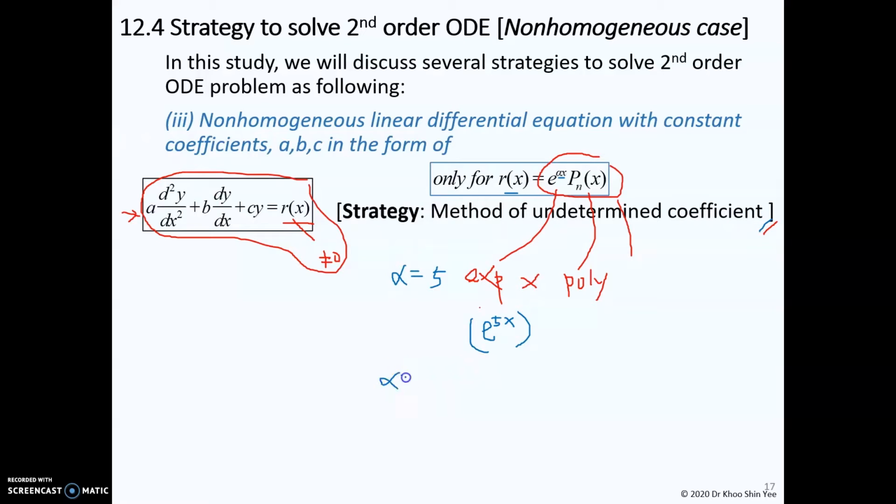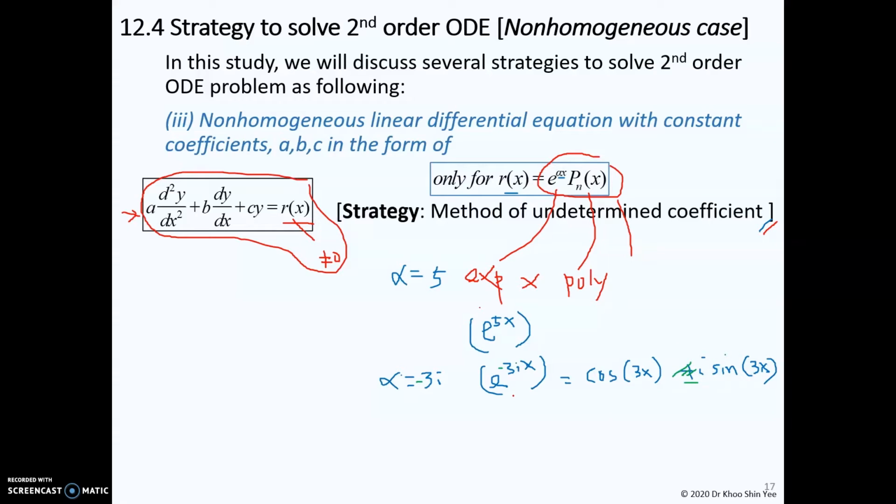When your alpha is equal to some imaginary number, for example 3i, then the exponential is e^(3ix), which can be linked to the cos and sine using the Euler formula, which is equal to cos 3x plus i sine 3x. If the alpha is equal to negative 3i, then you have exponential negative 3ix. So in this case, you have cos 3x minus i sine 3x instead of positive here.